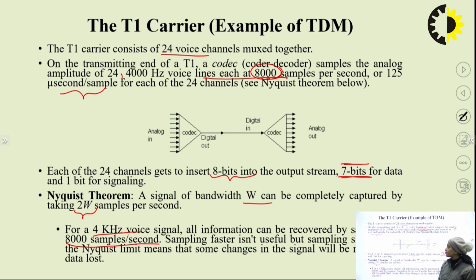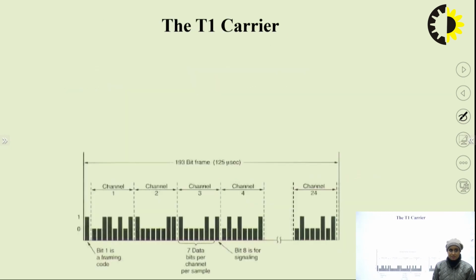Now this is clear that if we are using a 4000 hertz voice signal, we have to make minimum 8000 samples per second. And when samples are converted into bits, in this PCM I am using an 8 bit quantizer. Sampling faster isn't useful, but sampling slower than the Nyquist rate means that some changes in the signal will be missed. That is called the aliasing effect, which we avoid here by sampling at a rate much higher than the Nyquist rate.